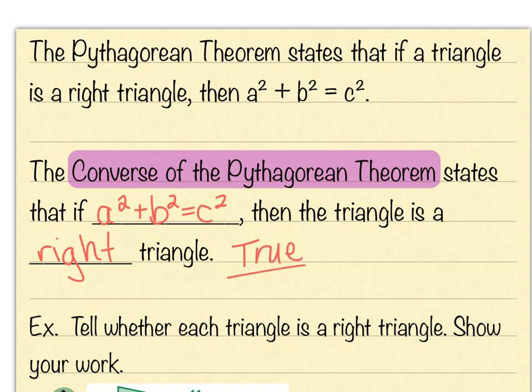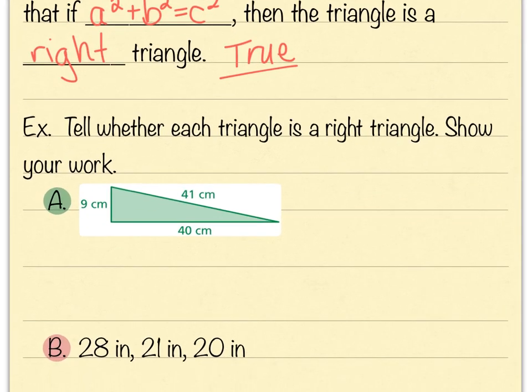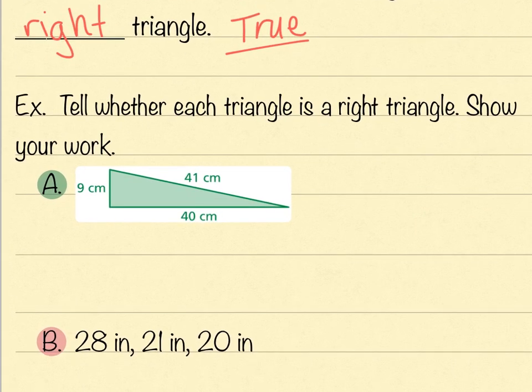And so that's actually really interesting because instead of finding one of the missing side lengths like we normally do with the Pythagorean theorem, I can look at 3 side lengths on a triangle and determine if it is a right triangle using the converse of the Pythagorean theorem. So in this first example, again, if a squared plus b squared equals c squared, then I have a right triangle.